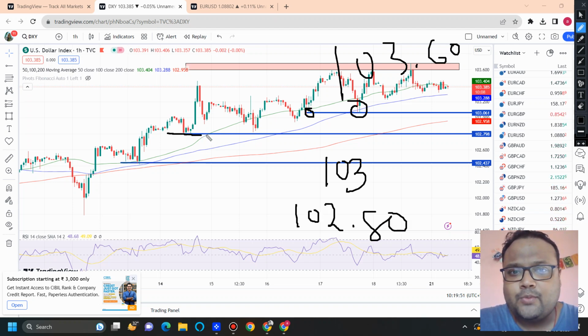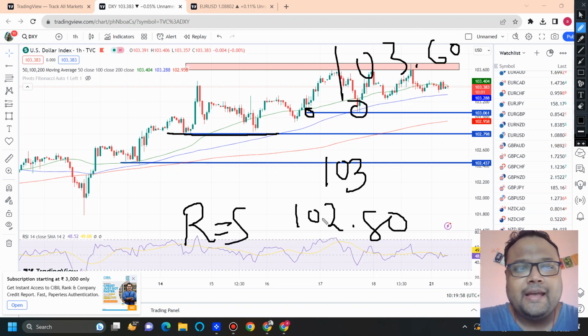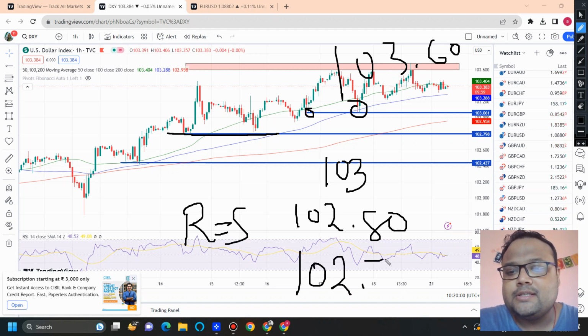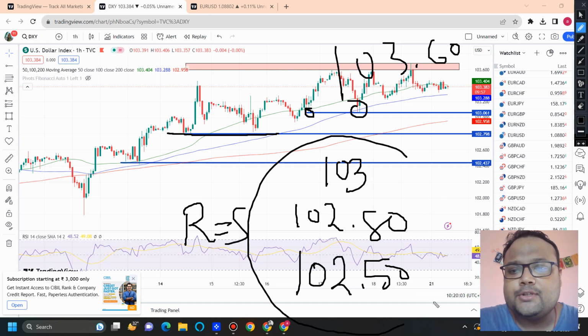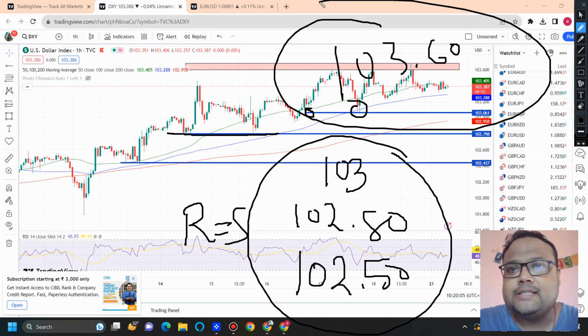Do you remember, guys, why 102.80 became support? Because it was the previous resistance which became support. And then we have the next support around 102.50. So multiple layers of support on the chart, and we have resistance at the top.